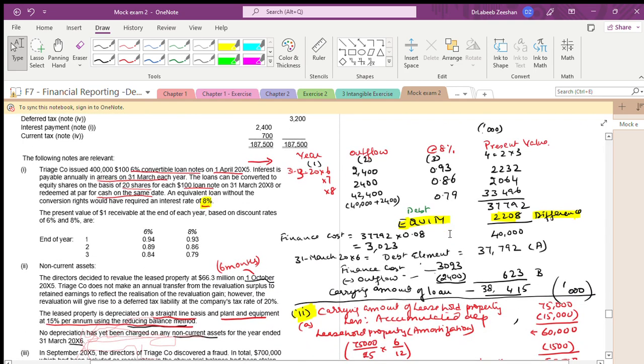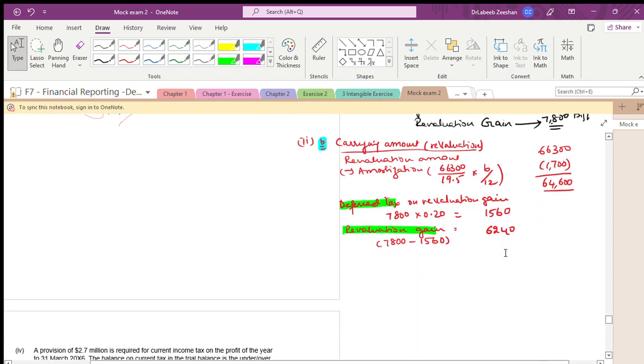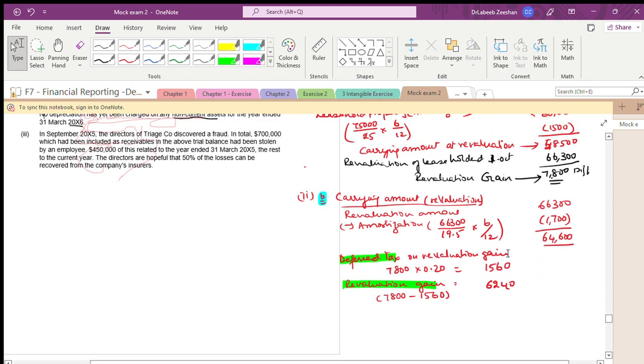Notes are very important. Every note will have marks. Every step will have a mark. I will put it like this. Plant and machinery. Where is that? What happened? I don't know.